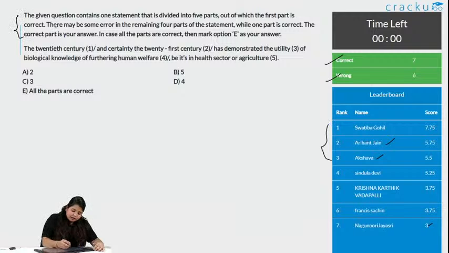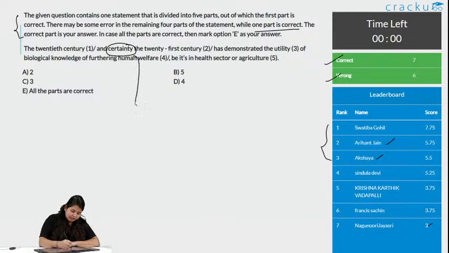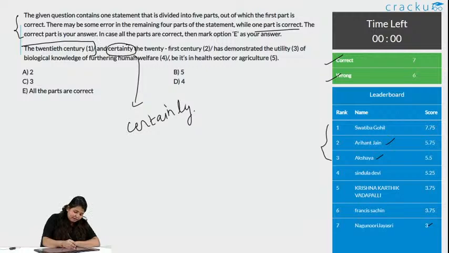Again the same instruction. So what you need to find is the one part which is correct. The 20th century and certainty the 21st century. So the first error we have here is certainty. It is not something that is certain or certainty. It should be certainly. So here this should be replaced by certainly. So we know this part is correct and fixed here.